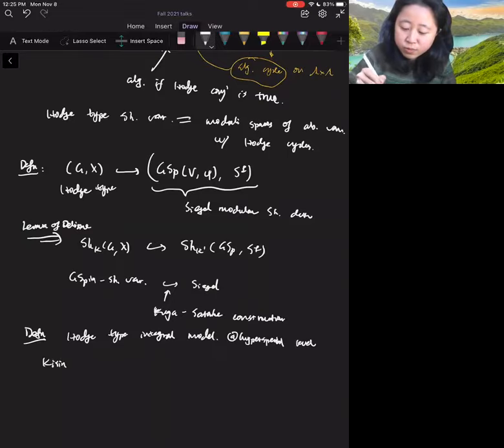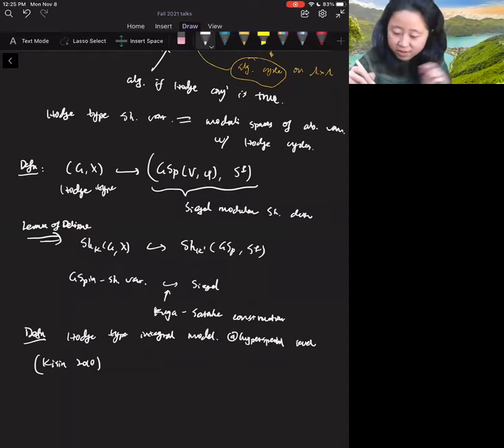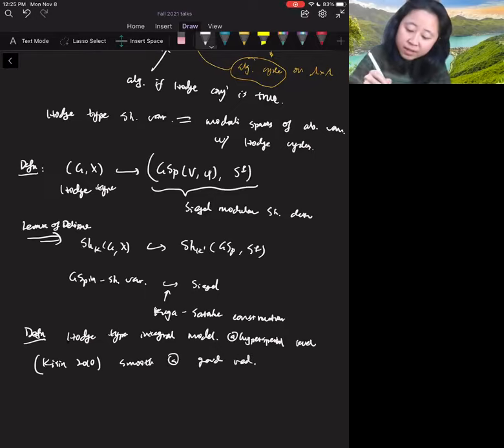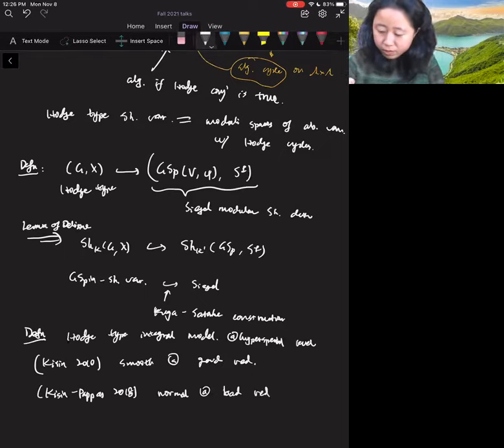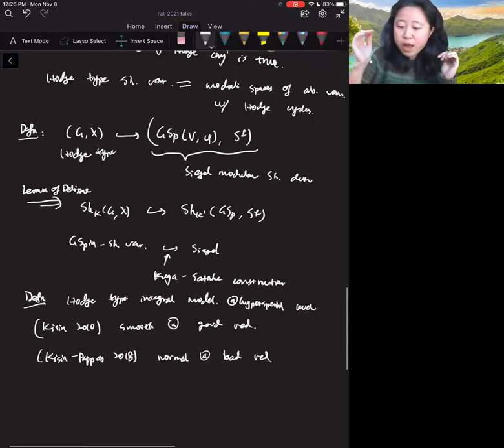And so these models were first constructed by Kisin in 2010, going by the published version. And these are smooth at hyperspecial, or smooth in the good reduction case, okay? And later on, Kisin-Pappas in 2018, also the published year, constructed normal integral models at parahoric level. So I would just say bad reduction case. Bad reduction, okay? So how are these integral models constructed?